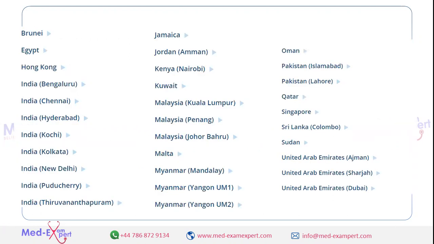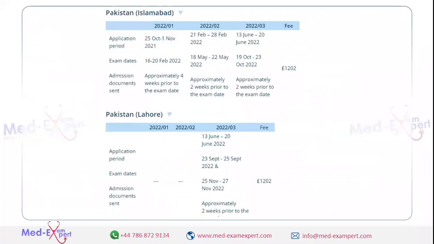These are the international sites where currently the PACES exam is conducted. In Southeast Asia, you have India, Pakistan, Sri Lanka, and also Myanmar and Malaysia. In the Middle East, you have the UAE and also Saudi Arabia. These are the applications for Pakistan for the PACES exam. You can see the different exam dates displayed, and you have the application window. Remember, again, we have only 3 diets in PACES: 1, 2, 3. We do not have 4 diets, which was there for part 1 and part 2.